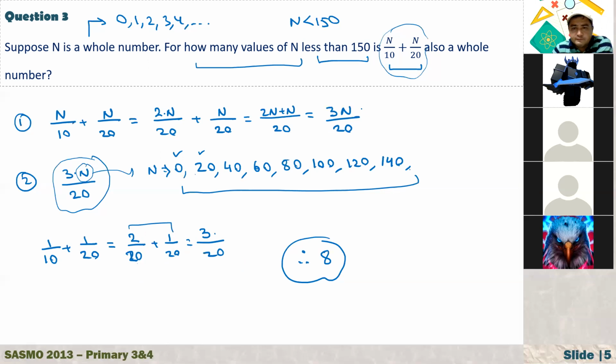May I say which part I didn't understand? Yes. I don't understand how you got 8. Like you did 0 and 20 like a tick. I don't understand that part. And then you did something and then you got 8. This 3 times n over 20 must be a whole number, right? It's a whole number if n is divisible by 20, right? If n is not divisible by 20, how can it be a whole number?